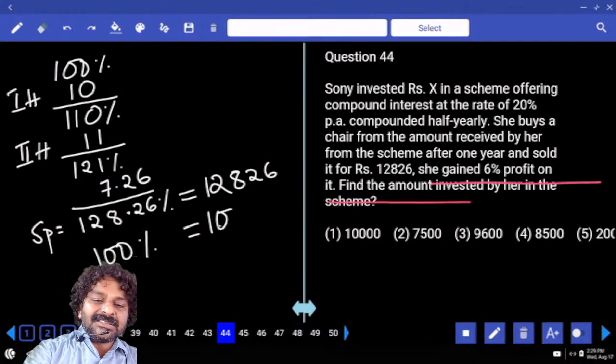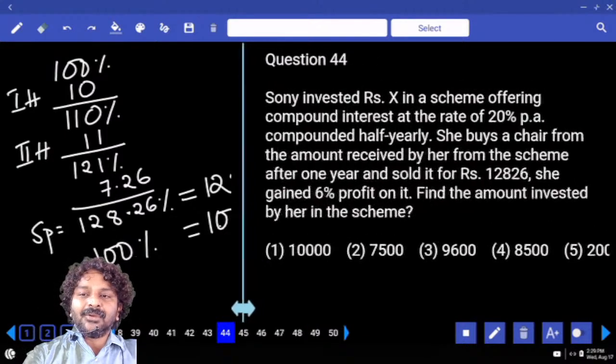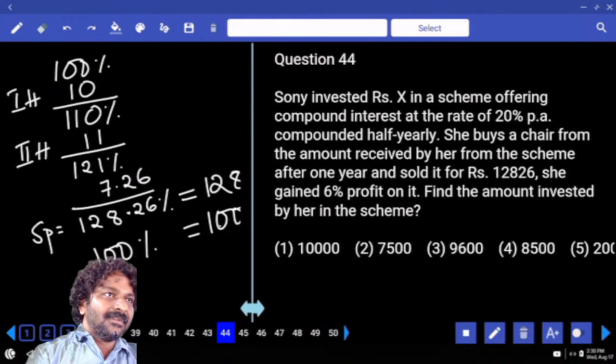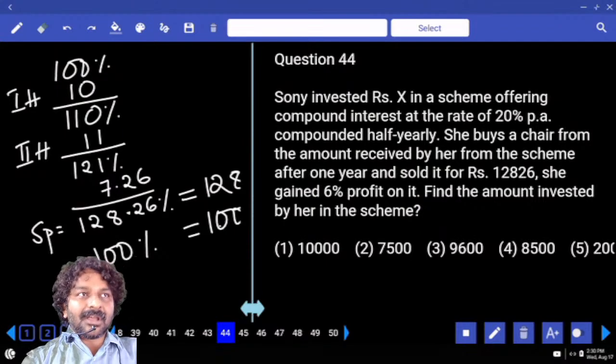So 100% value is equal to 10,000. See, next time I don't scold you, I don't give you an option. I'll ask you personally. It's going to be a one-to-one conversation.